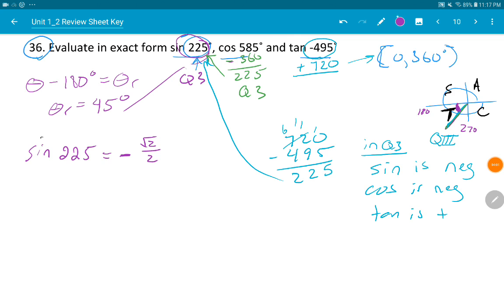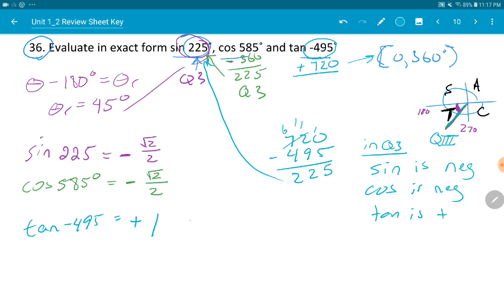Okay, and the next one in green, we have the cosine of 585 degrees. We know cosine's going to be negative. It's in the third quadrant. And its reference angle is also 45 degrees, so it's going to be radical 2 over 2. And last one, tangent is going to be positive. It's going to be equal to the positive of the tangent of 45 degrees. That's the reference angle, which is 1.